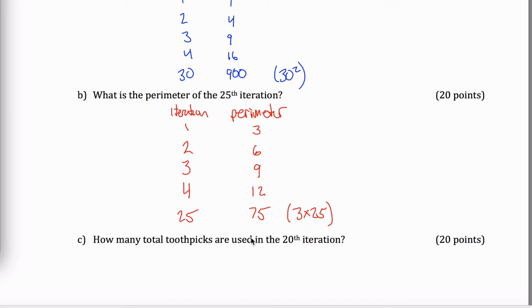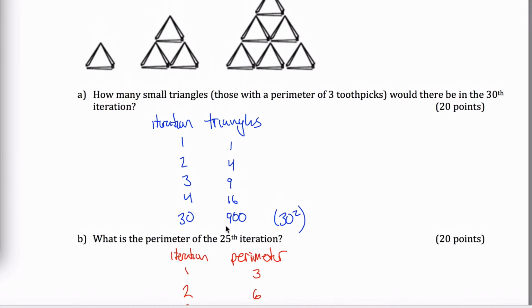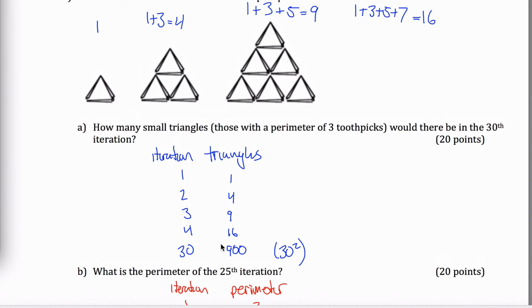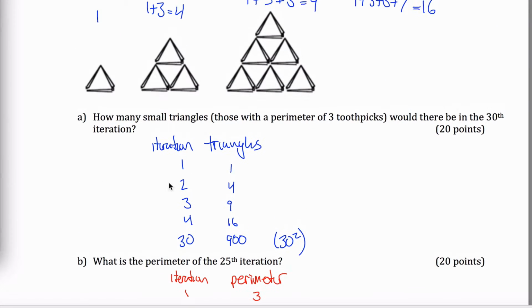Okay, so how many total toothpicks are there? That's a very challenging question. There are a few different ways you can get there. Let's see, so total toothpicks. In the first iteration here, I got 3. And here I have, well, let's see if we just count them up. I got 1, 2, 3, 4, 5, 6, 7, 8, 9.